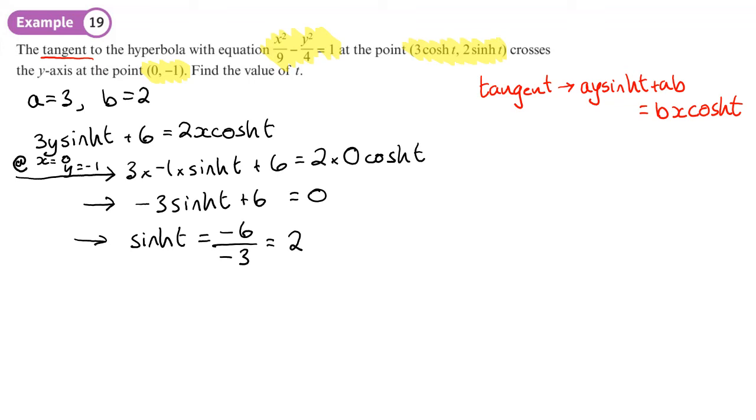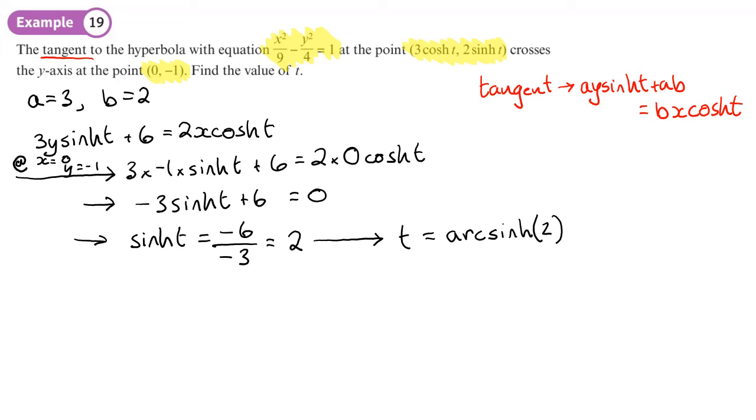Now you might be tempted to do the sine inverse on your calculator, but it's not going to give you an exact answer. And actually we can use the formula book. So if we do arsinh to both sides, we'll get t. t is going to be equal to the arsinh of 2.